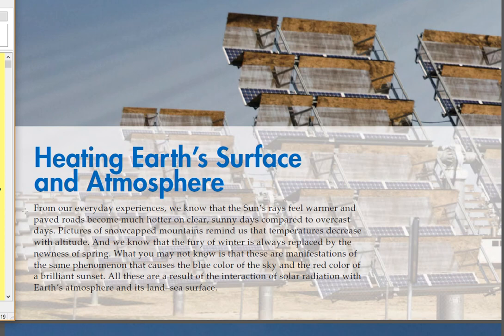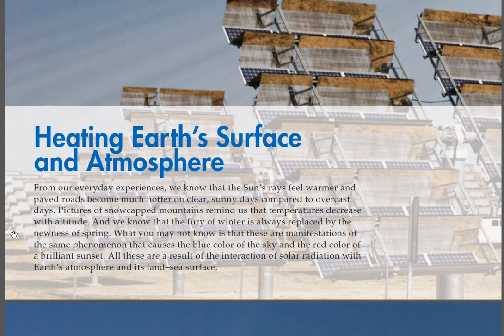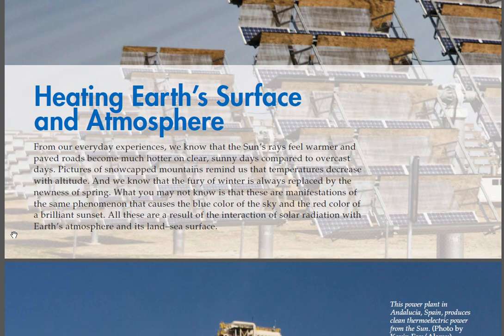Pictures of snow-capped mountains remind us that temperatures decrease with altitude. And we know that the fury of winter is always replaced by the newness of spring. What you may not know is that these are manifestations of the same phenomenon that causes the blue color of the sky and the red color of a brilliant sunset. All these are a result of the interaction of solar radiation with Earth's atmosphere and its land-sea surface.